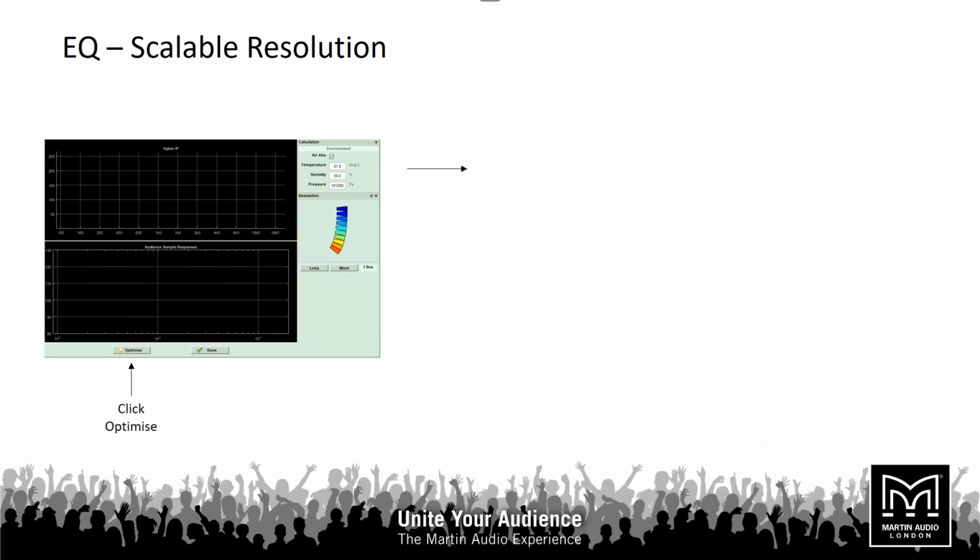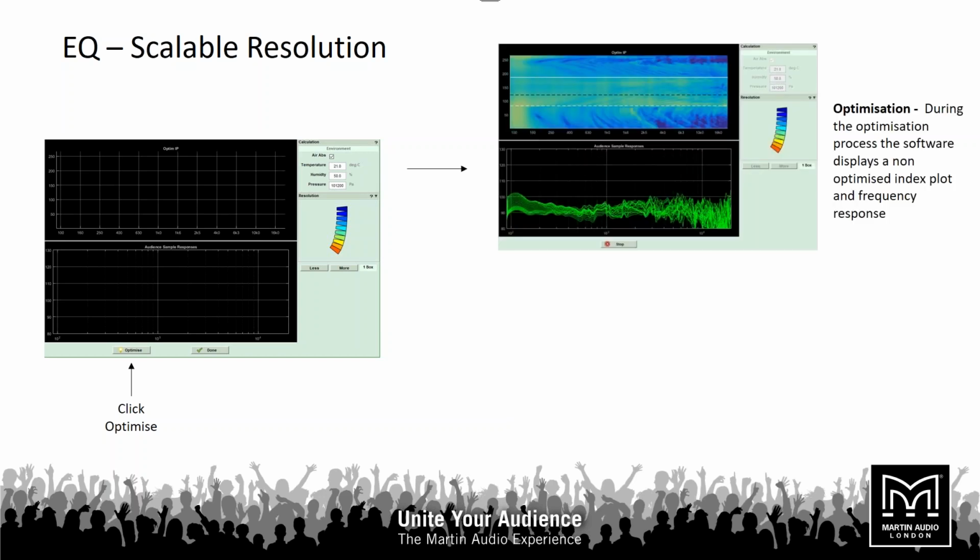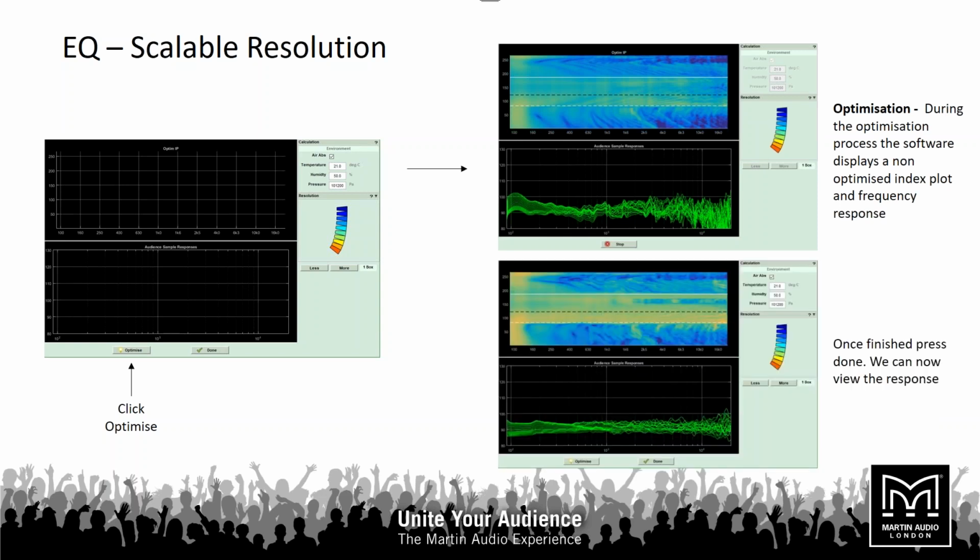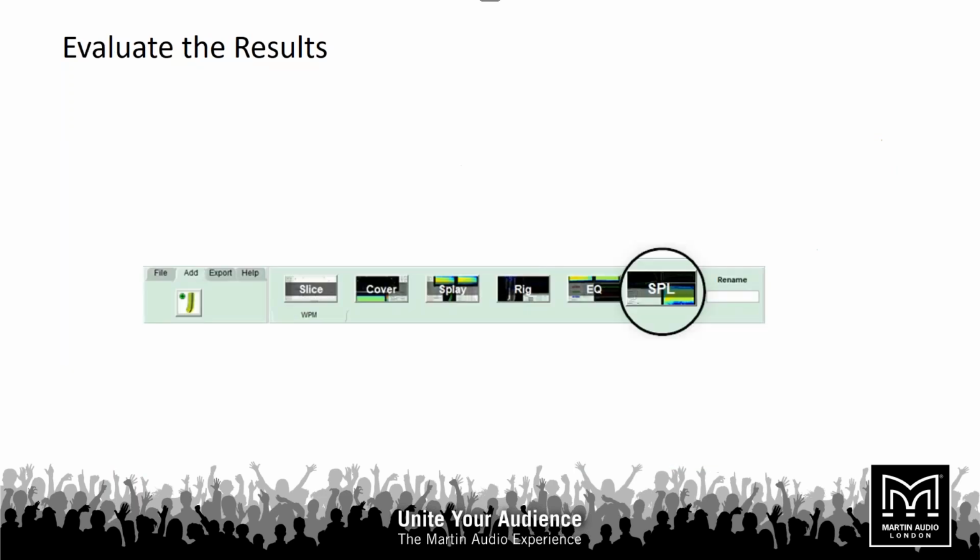And for scalable resolution products, we just click Optimize. And during the optimization process, the software displays a non-optimized index plot and frequency response. And once finished, we can see that the frequency response is tightened up quite considerably. And we can see we have an accurate index plot there of the optimization. And then we click Done and move on.